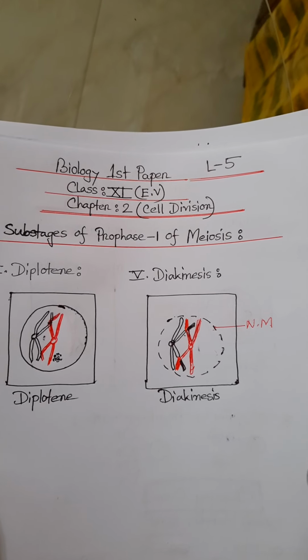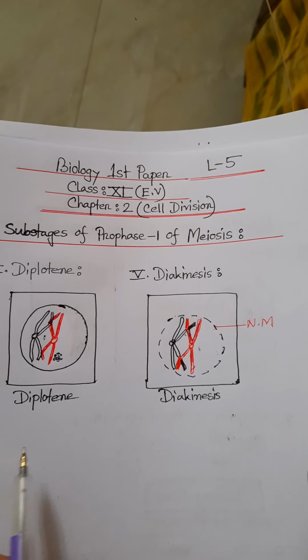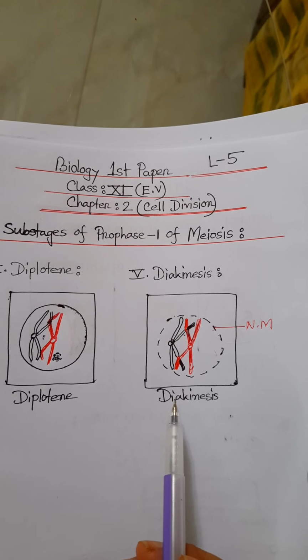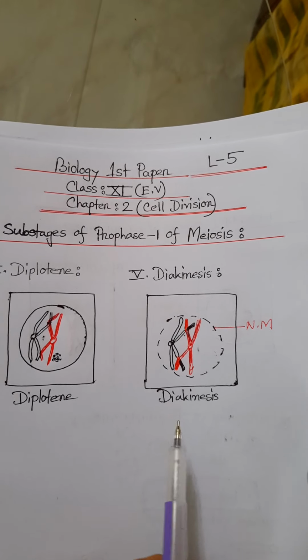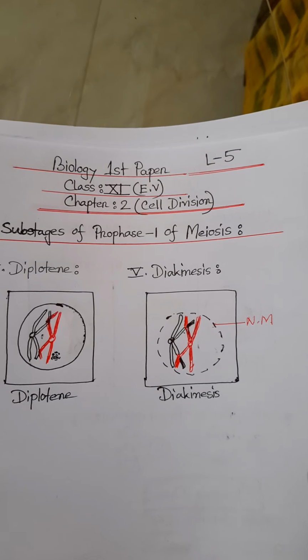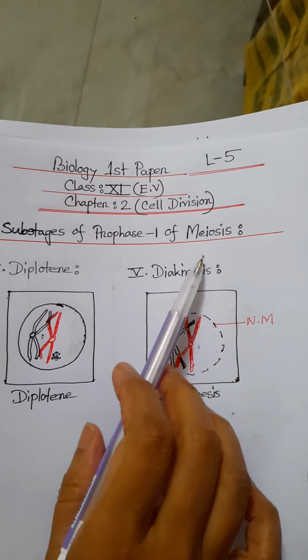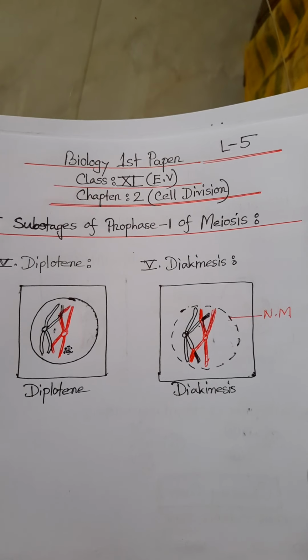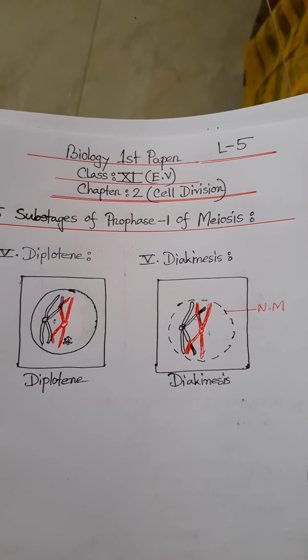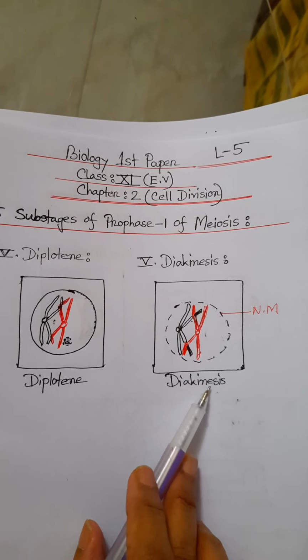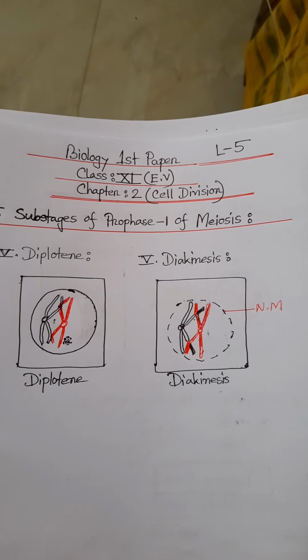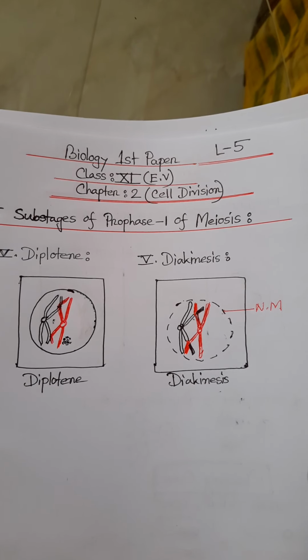The nucleolus disappears, the nuclear membrane disintegrates and the spindle apparatus is formed. So these are the 5 substages of prophase 1 of meiosis: leptotene, zygotene, pachytene, and today diplotene and diakinesis. So it is clear. Then meiosis 2 is like mitosis, a cell division.